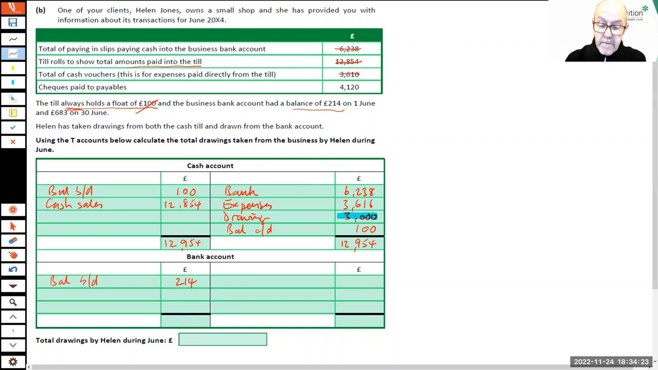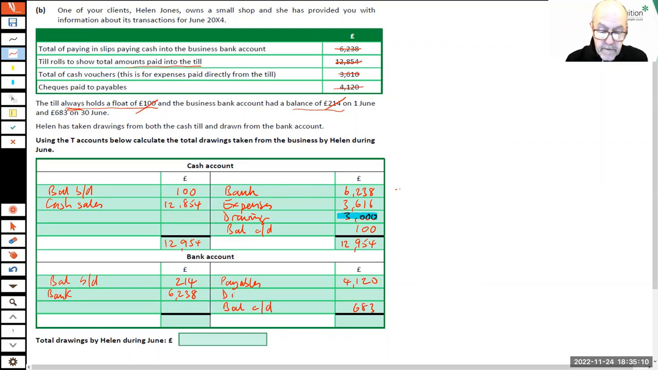We know that we paid into the bank that amount, didn't we? Credit the cash, debit the bank, 6,238. We are told checks paid to payables come out of the bank, 4,120. Finally, so we've done that one. And again, 683 on the 13th. We're not told that it is overdrawn by 683, so we'll make the assumption that that's how much is in the bank.